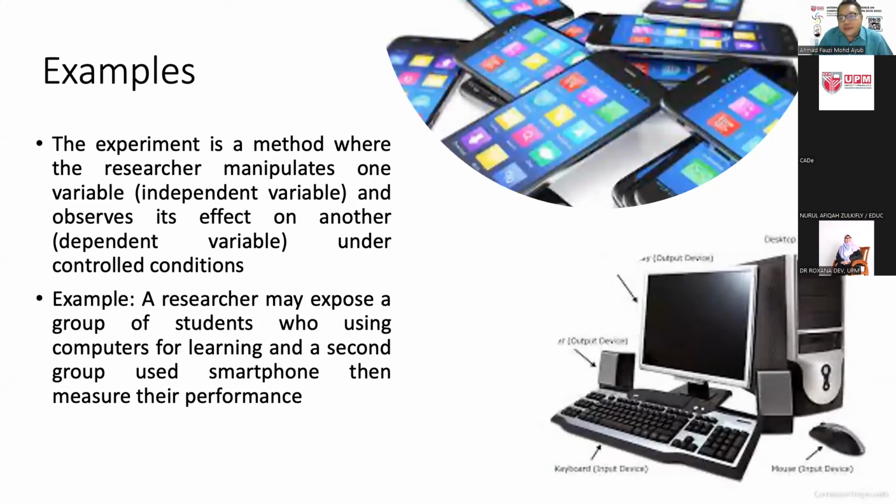For example, let's say in this case we are using computers. What might be the possible extraneous variables in this case? Let's say this study is conducted during the PDPR, during the MCO, where the students are at home. So what are the things that might be the extraneous variables? Maybe the student is having private tuition, or so on.